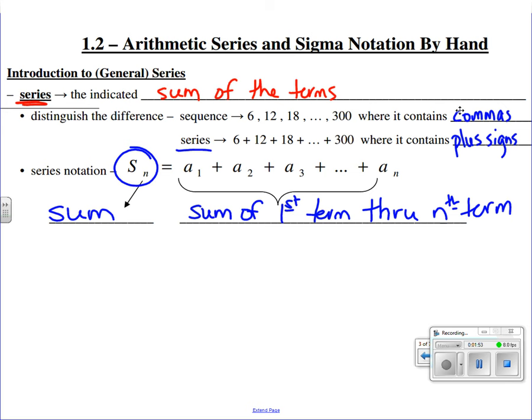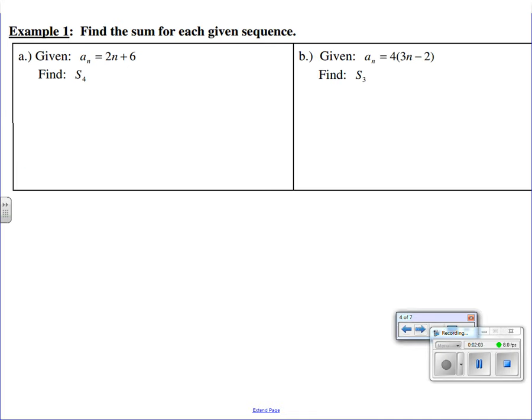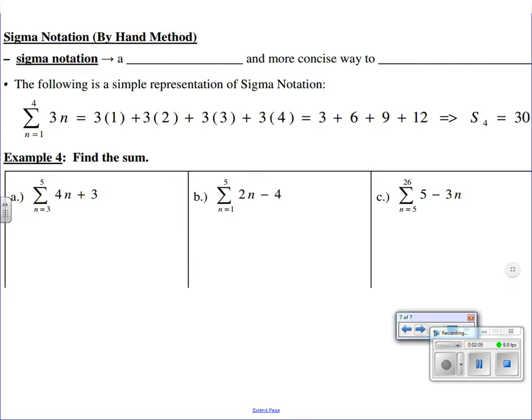All right, you might need more time to write. Okay, we're actually going to jump to the back because I think it makes sense if we do it in a different order than was originally presented. Sigma notation is a less lengthy and more concise way to write a series.